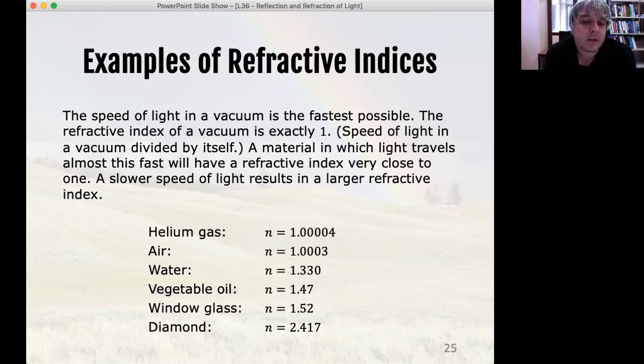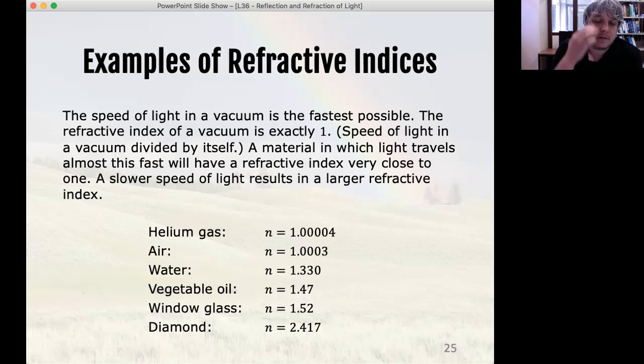In water, though, it's quite a bit different. The speed is 2/3 of the speed of light in a vacuum. So that means our refractive index, because the ratio is the other way up, it's the speed of light in a vacuum over the speed of light in the substance. It comes out to be 1.33. For vegetable oil, about 1.47, and for glass it varies, but again, around about 1.5. And diamond is the slowest with a refractive index of about 2.4.